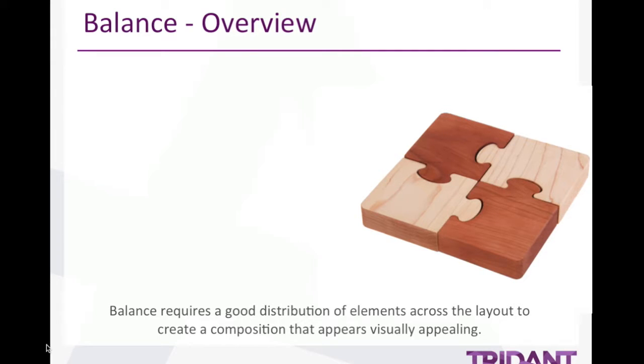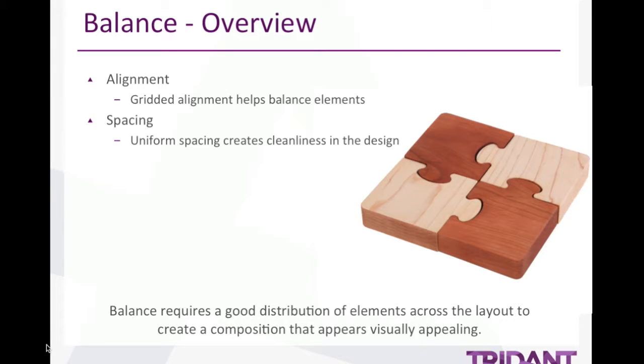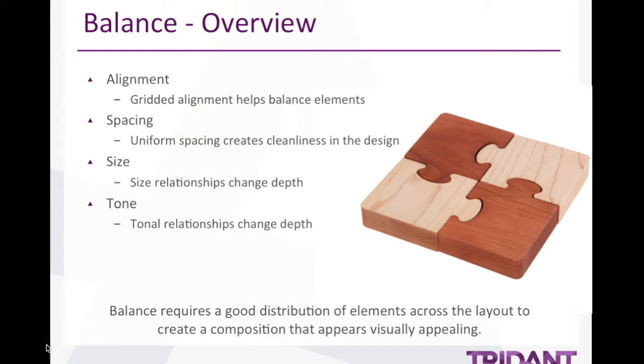Balancing something that's visual is kind of like a jigsaw puzzle. It's about distributing elements across the design to create a layout or a composition that is visually appealing. So you have to pay attention to things like the alignment of elements. The more gridded your design looks, the more balanced it will be. Spacing between the elements, the relationship between the different sizes of elements on the page, and how differences in tone can change the depth of a design.